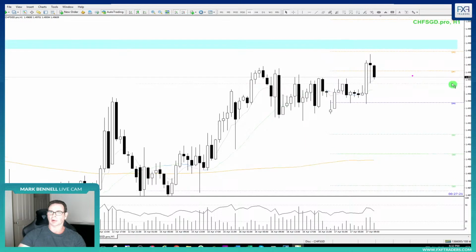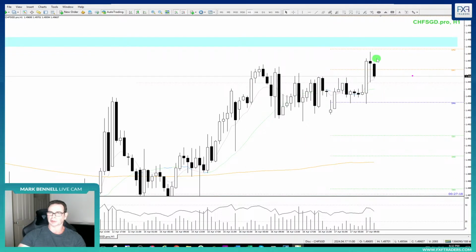Still okay, I don't mind this. Look, you can see the structure here, the push. It's pulling back. I wouldn't want to see it through here.